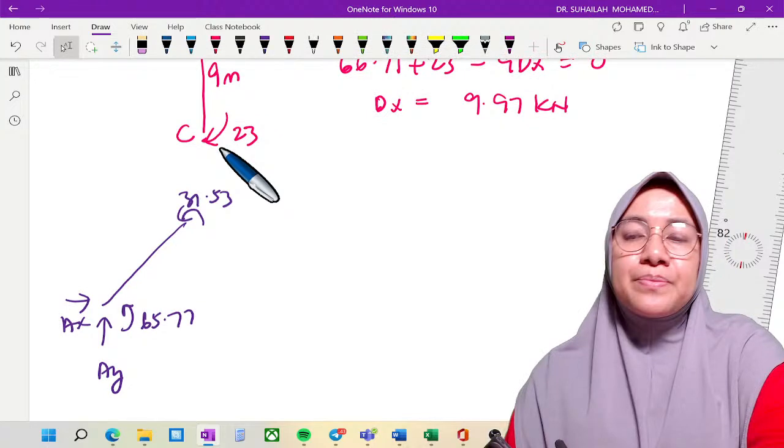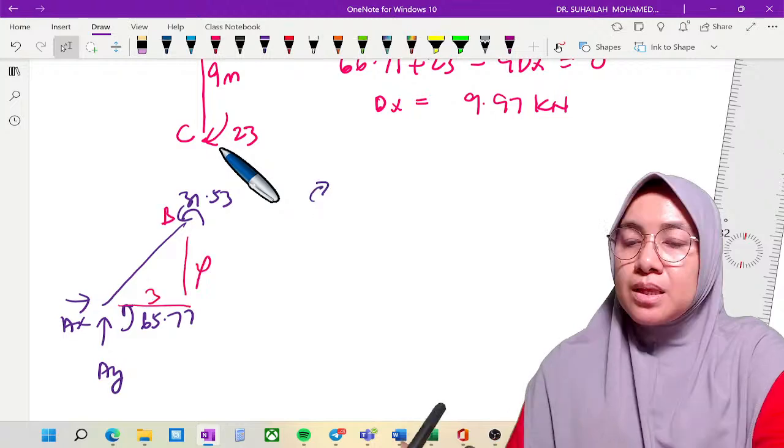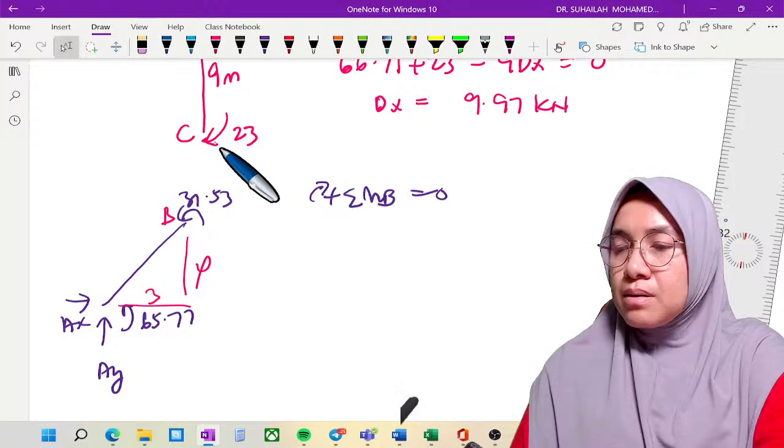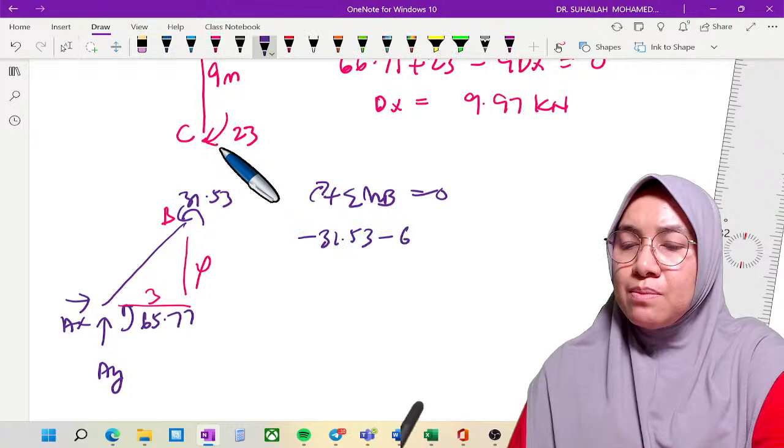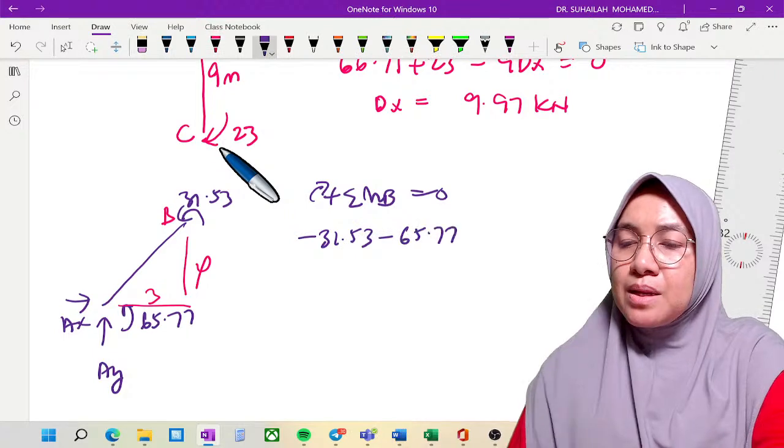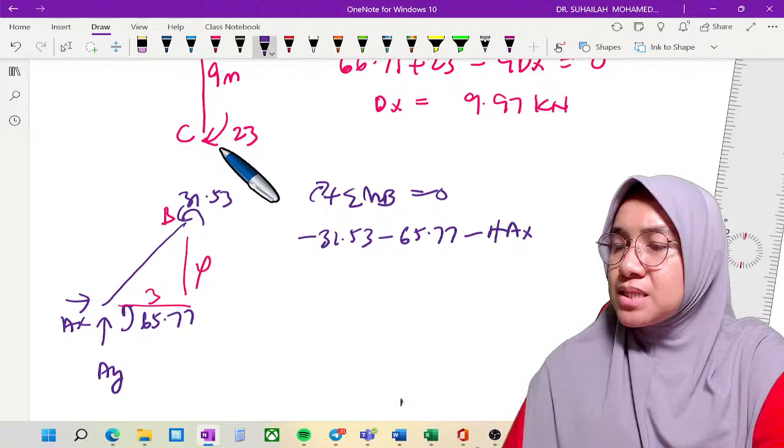So this is 3 meter, this is 4 meter. So by taking moment at B, we have negative 31.53 minus 65.77, then minus 4AX.